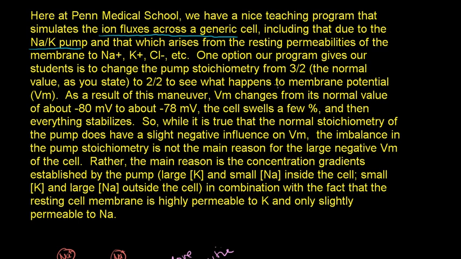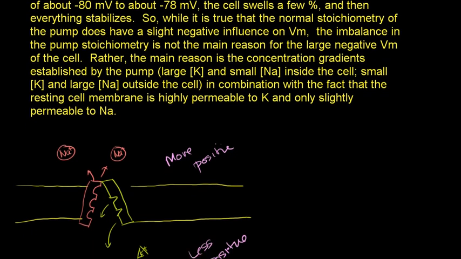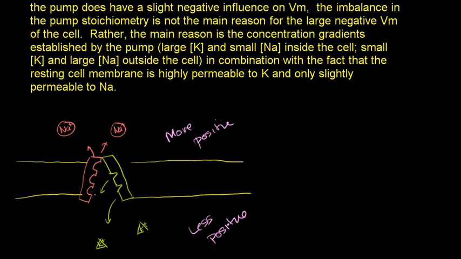One option our program gives students is to change the pump stoichiometry from 3 to 2. So when he's talking about pump stoichiometry from 3 to 2, he's just talking about changing the ratio. So they change it from 3 to 2 to 2 to 2. So what that means is they have a simulation program that says, well, what if the sodium potassium pump, instead of pumping 3 sodiums out for every 2 potassium it pumps in, what if it was even? What if it was 2 sodiums and 2 potassiums? And based on my explanation of why we have this potential difference, that should not lead to a potential difference if the main reason was the stoichiometry, the ratio of sodium being pumped out to potassium being pumped in.